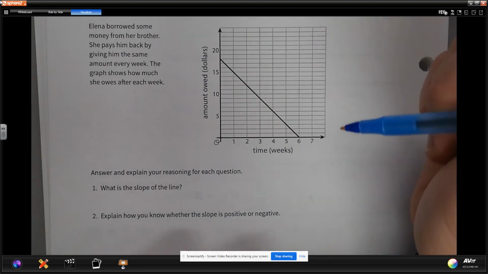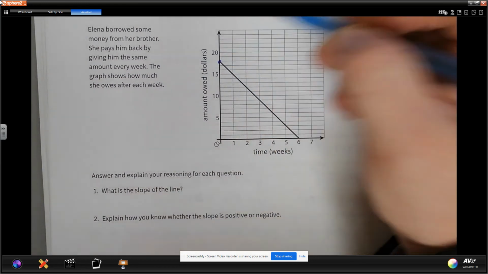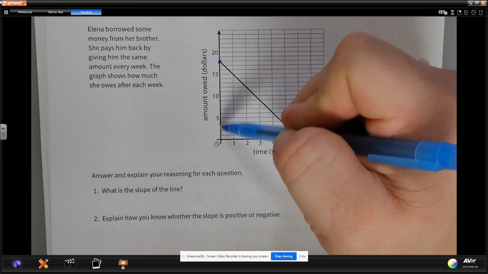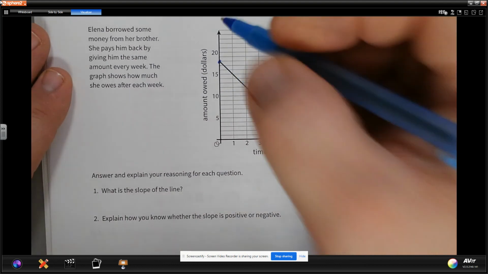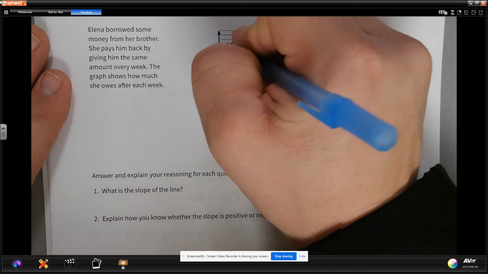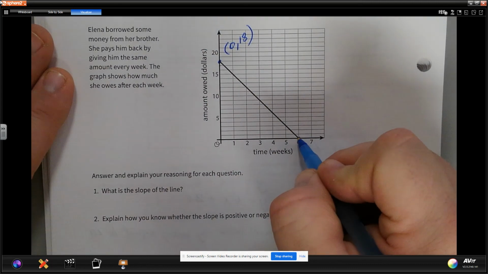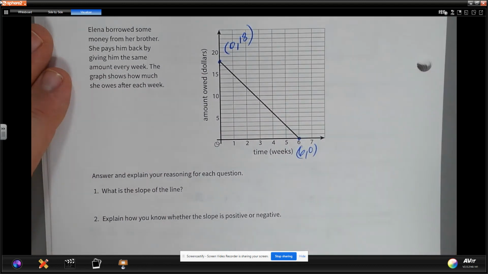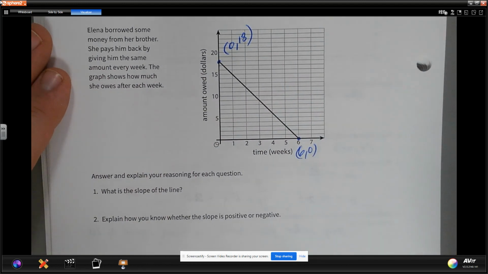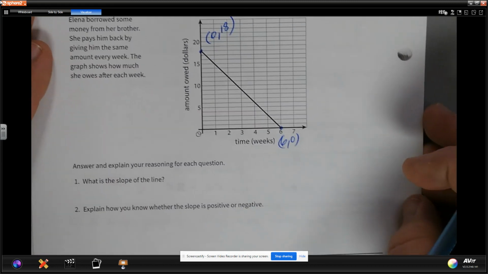When we see where Elena starts, we see that we start right here on the y-axis. Let's go ahead and figure out what that value is. We have 0, and there's 15, 16, 17, 18. So 0 and 18 is this ordered pair. And then we see down here at the very bottom, this is 6 and 0. This is kind of nice because this is something that we can use to calculate the slope between two different points.